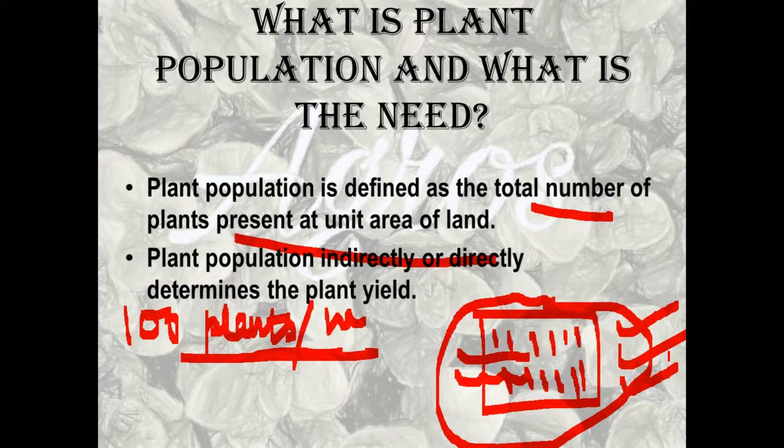Similarly, if the farmer knows the plant population of an area, he would know how much nutrient or how much manure he has to apply, how much water he has to apply, how much solar radiation he should allow, how much cost he has to bear for producing that plant, etcetera. There are many needs of this plant population.